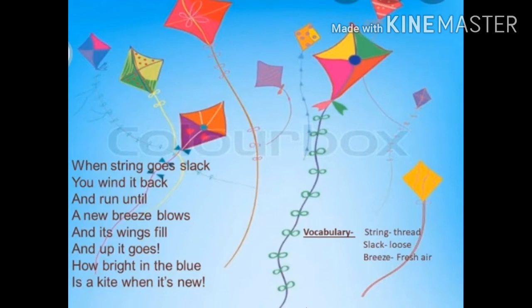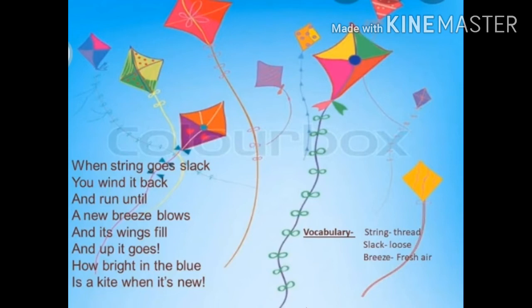So in this paragraph the poet explains that when the thread tied to the kite loosens, जब वो ढीला हो जाता है thread, the flyers run and roll it back. हम उसे क्या कर लेते हैं? Roll कर लेते हैं back. And we wait till the new breeze blows. तब तक new wind नहीं आती strong, so that the kite can again fly high in the sky.